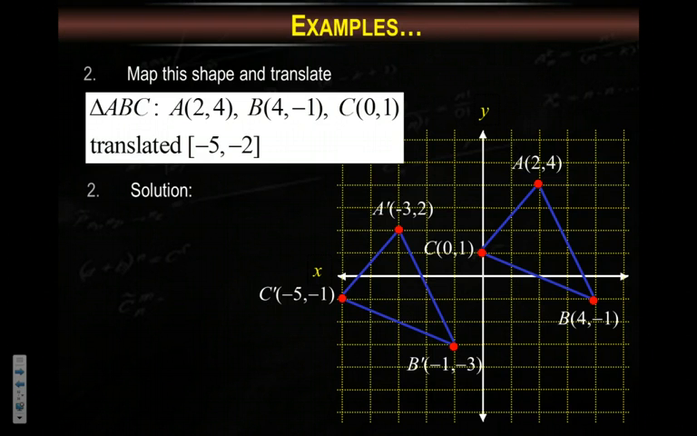You've got to start getting used to that grid system. And this kind of plotting will occur in all the math courses next year to different degrees, okay?